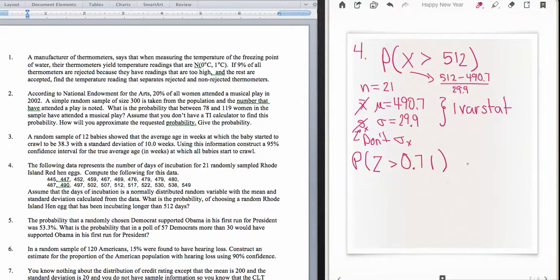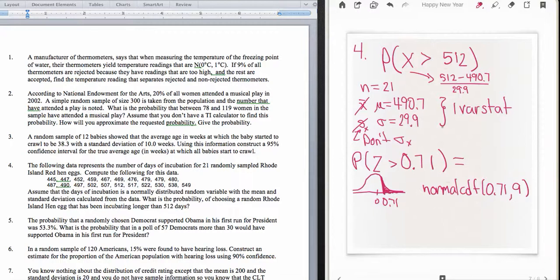And now, in order to get this probability, I'm going to do one of two things, right? I'm finding this probability here. Here's my little curve. I'm finding from a 0 here that being greater than 0.71, I'm trying to find this area under the curve. So I can do normal CDF, and I can start at 0.71, and then I'm going to infinity, which we're going to use a 9 for that, or I can go look it up in a table.